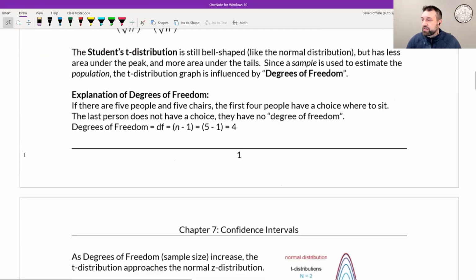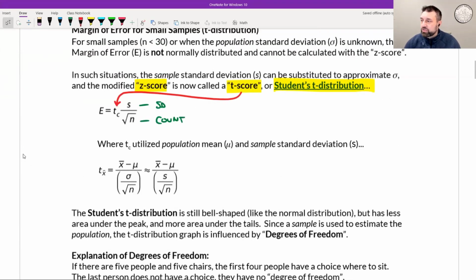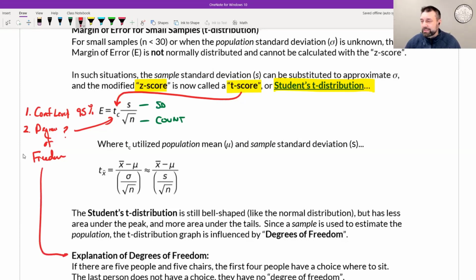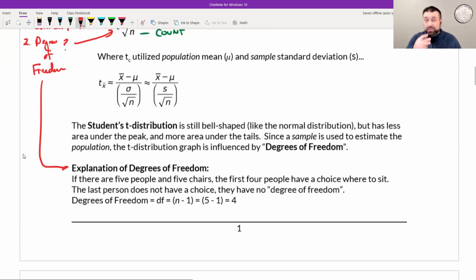What determines the t-score? In other words, this score right here, what determines that value? Well, there are two things. Item number one is your confidence level, again, that would be your 95% confidence. The second thing is called degrees of freedom. There is no political undertone to this. The degrees of freedom are explained down here. Basically, if you have 10 items, the degrees of freedom are equal to 9. It's one less than the number of items that you have.